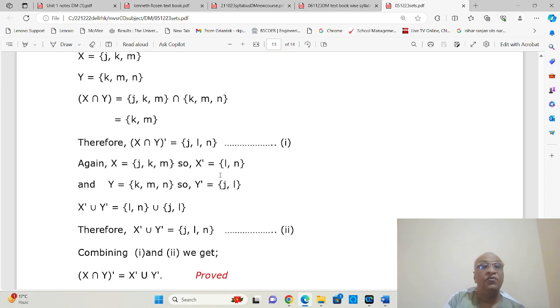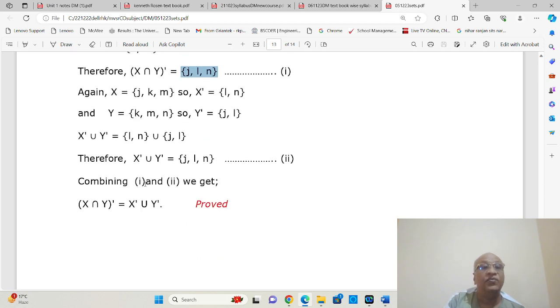So if I look at 1, I know that (X intersection Y) complement is J, L, N. And if I look at 2, I know that X complement union Y complement is J, L, N. So both are same. So it is proved that (X intersection Y) complement is equal to X complement union Y complement.